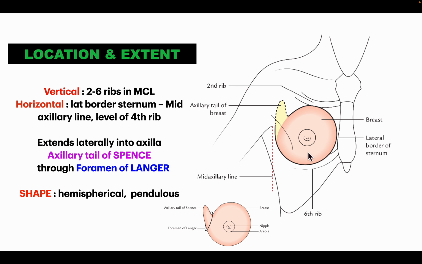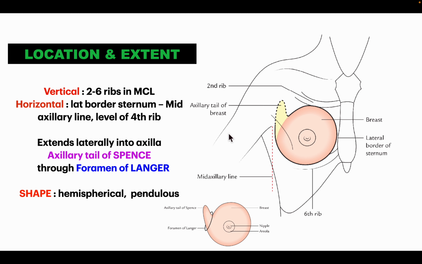So if you see the vertical, the extension is from the second to sixth ribs, and if you see the horizontal extension, that is from the lateral border of the sternum to the mid axillary line. This is known as the axilla. If I draw a line here, that is known as the mid axillary line, and the nipple will be at the fourth rib, right? So this is the extension of the mammary gland, from second to sixth rib, from the lateral border of the sternum to the mid axillary line.